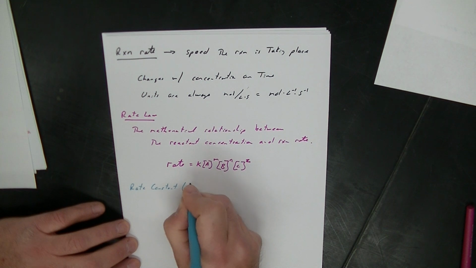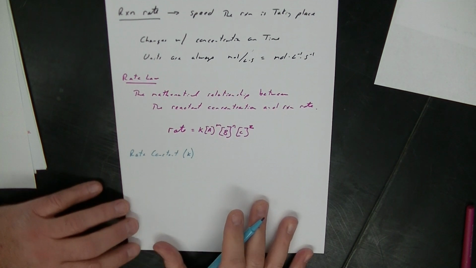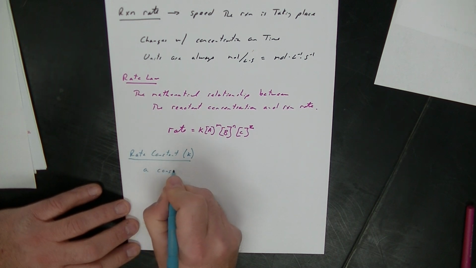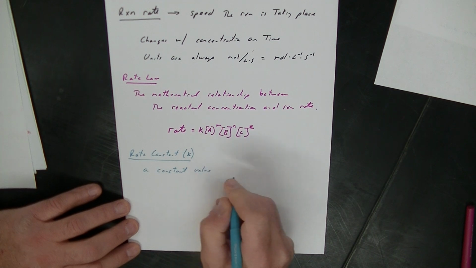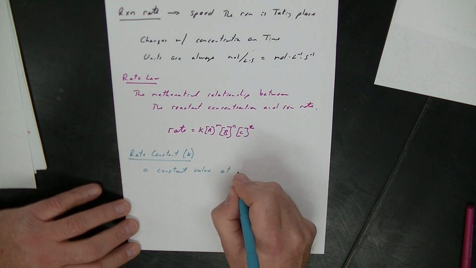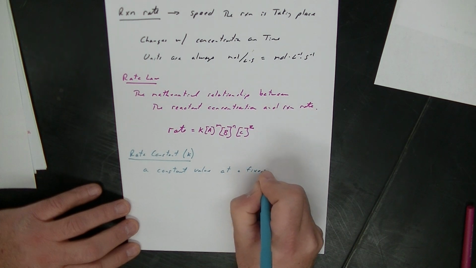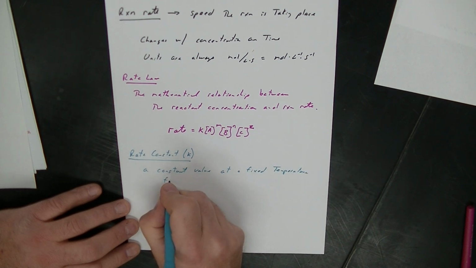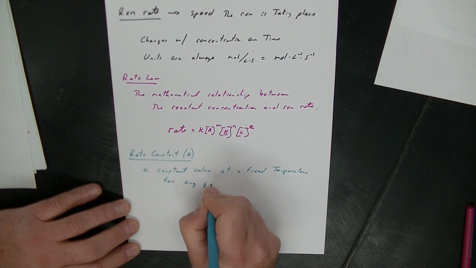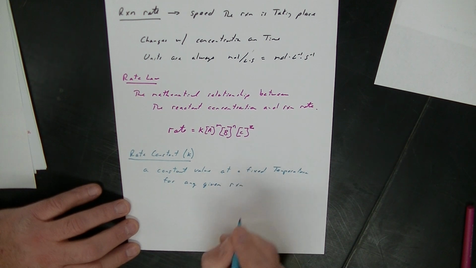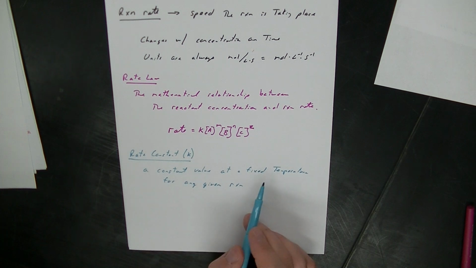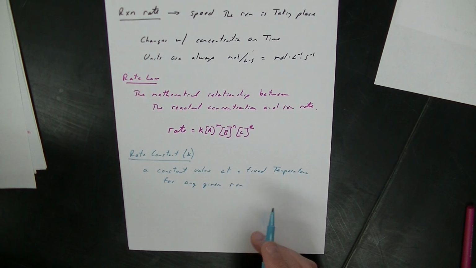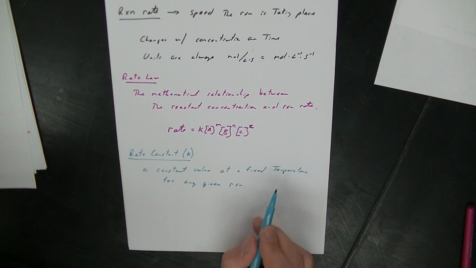All right, and that's our K. Okay, so that's this K right here. So our rate constant is a constant value at a fixed temperature for any given reaction. So the K is going to change depending on the type of reaction that we have. So the Ks are always different for every type of reaction. And they will change depending on temperature.